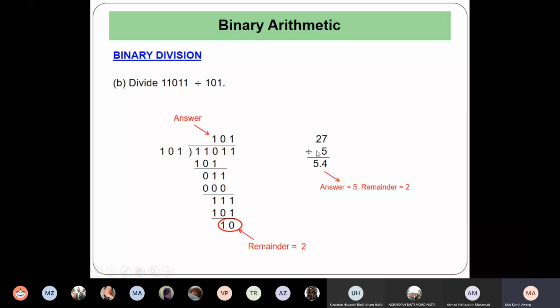If you divide this in decimal, 11011 is 27, 101 is 5. So the answer is 5.4. Basically that 0.4 is the remainder. 0.4 times 5 is what? 2. So the remainder is 2. So the answer is 5 with a remainder of 2. Okay.